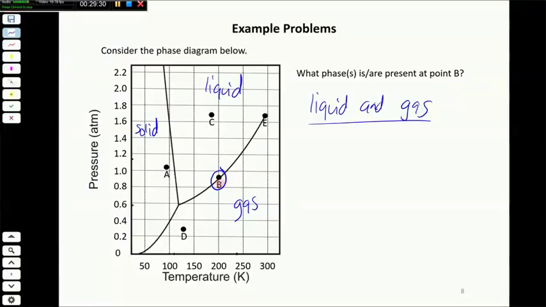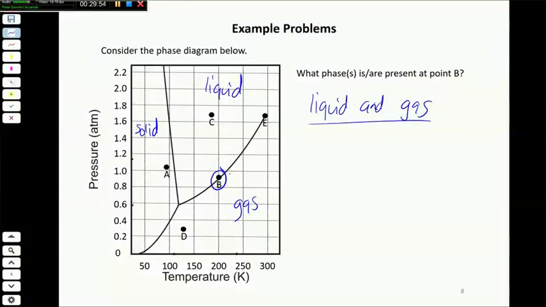So that means at point B, you would be in the process of vaporizing the substance from liquid to gas. At that pressure and that temperature, that would be a vaporization process for this substance where liquid and gas coexist. If you increase the temperature beyond that, you would go exclusively to the gas phase, or if you decrease the temperature, you would go exclusively to the liquid phase.